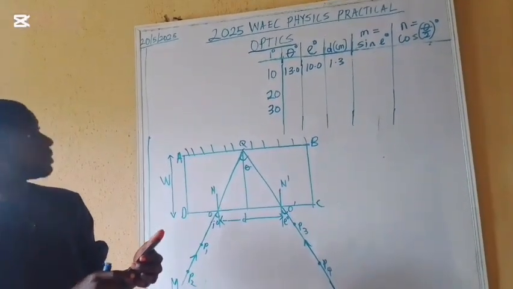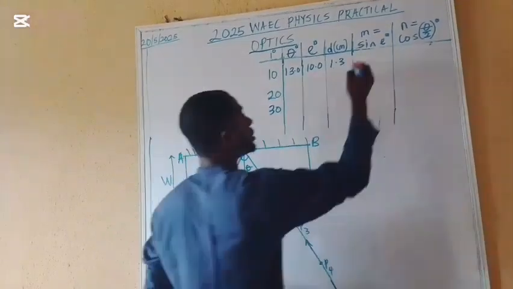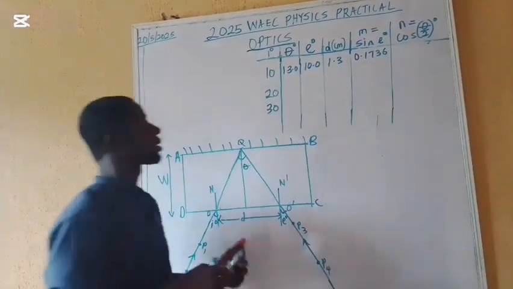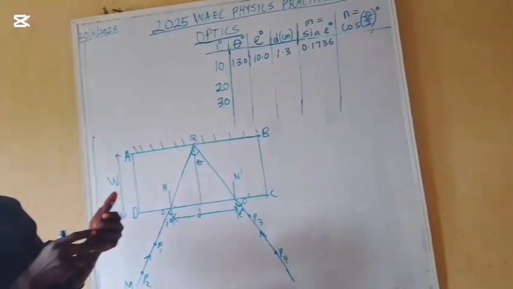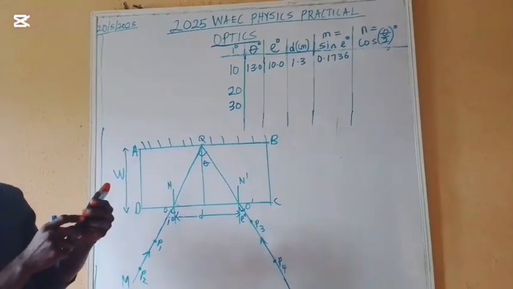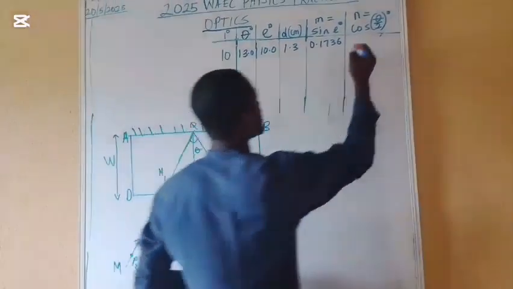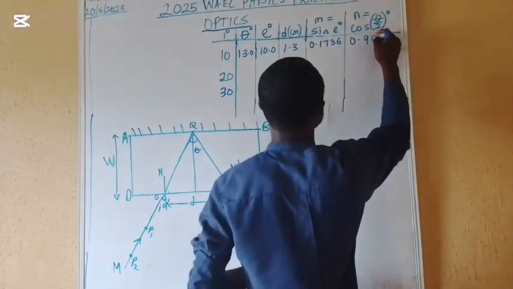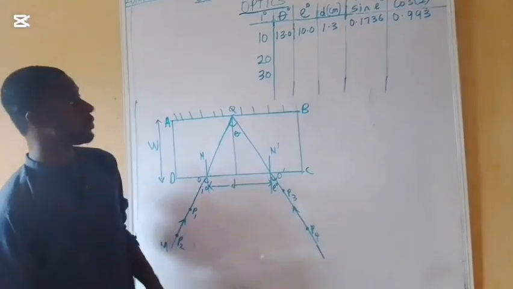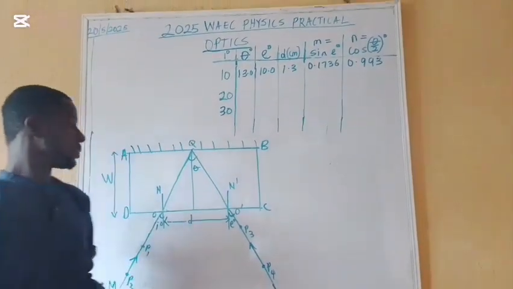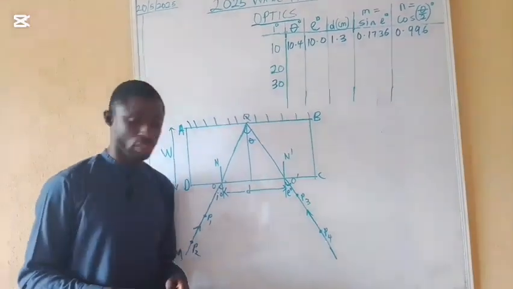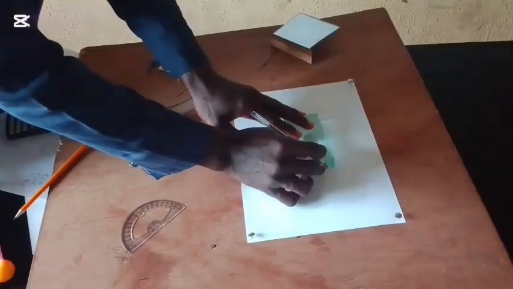My sine E, I press my calculator: sine 10, I got 0.1736. Cos 13 divided by 2, I got 0.993. So this is the value for our first experiment. Let's go to where our height is 20 degrees. I want to start reading for 20 degrees.